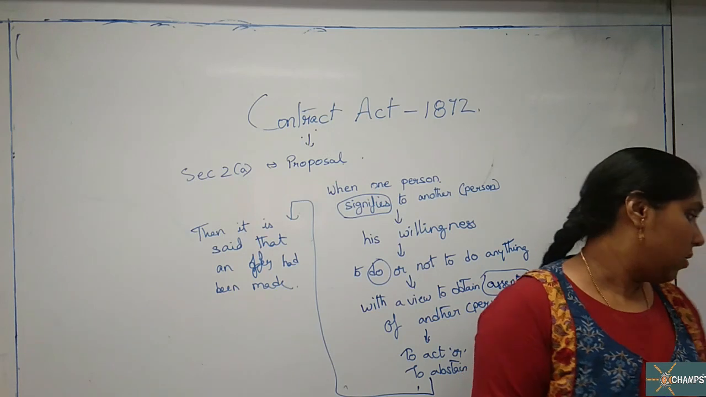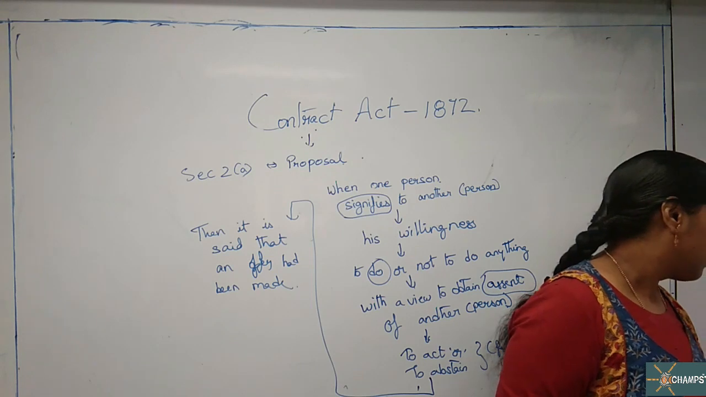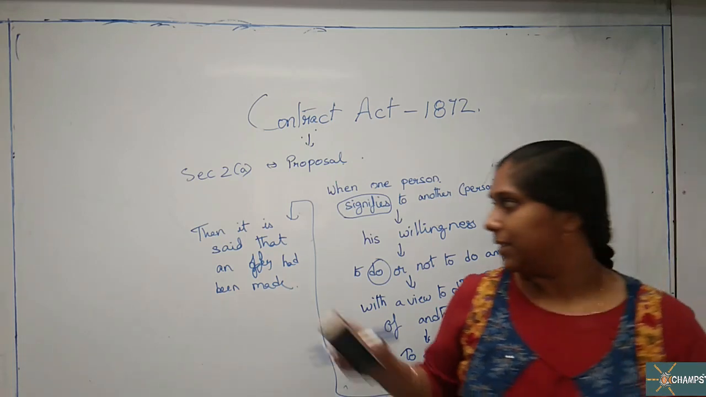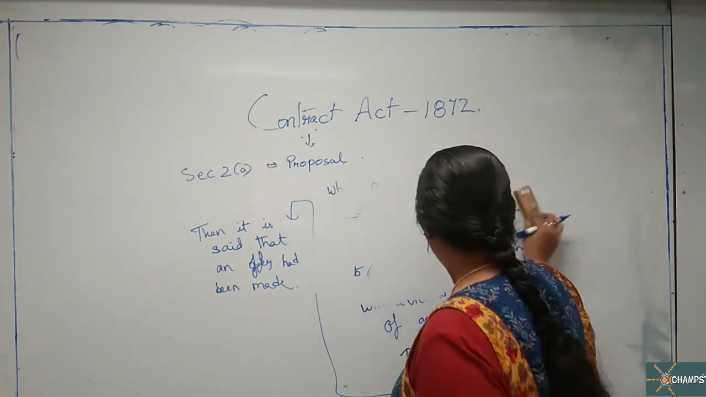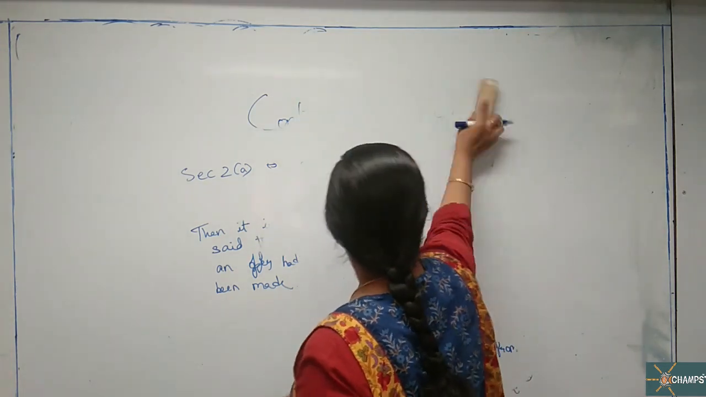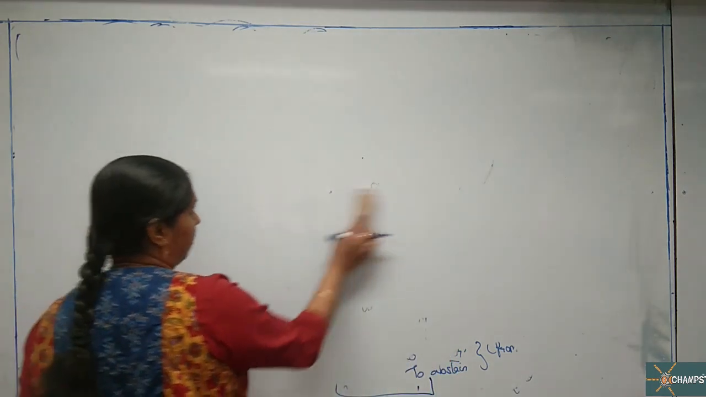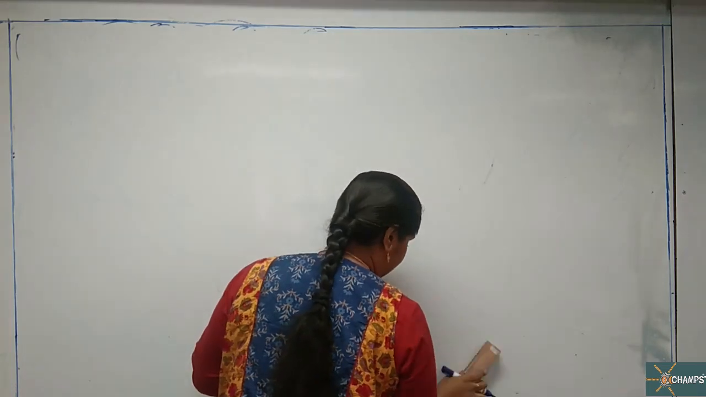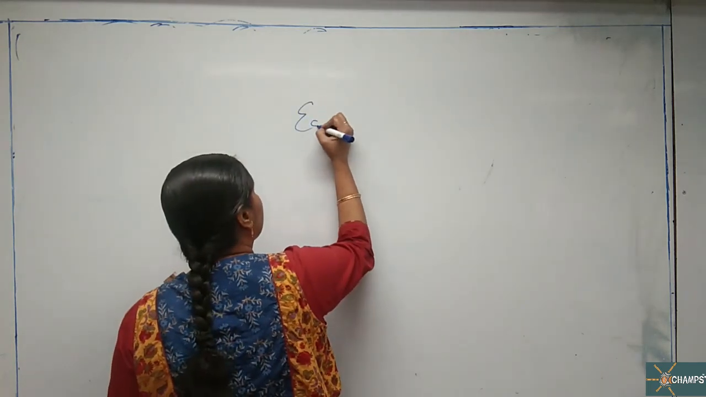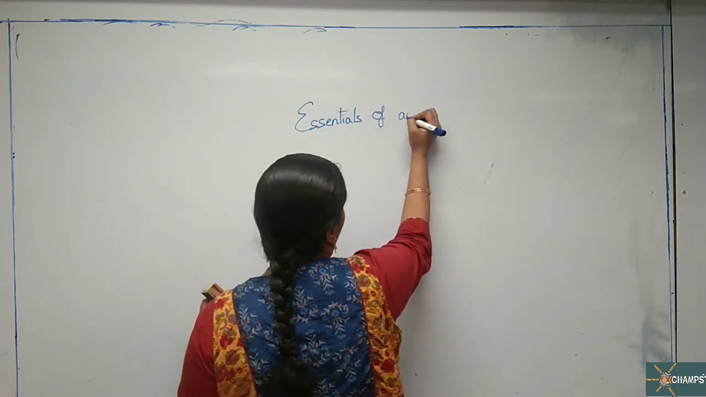So to become a contract, the most important thing, he has given a table over here. So what exactly? In page number 1.3. So what are the essentials of a contract? I'll put the heading as essentials of a contract.